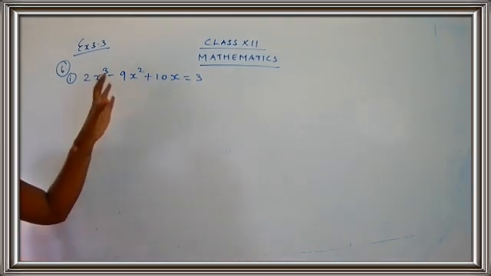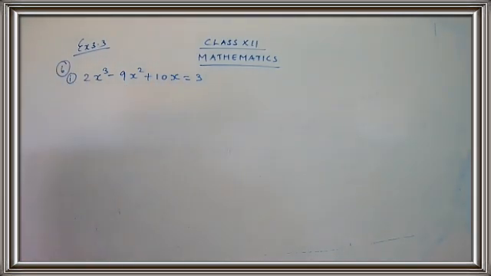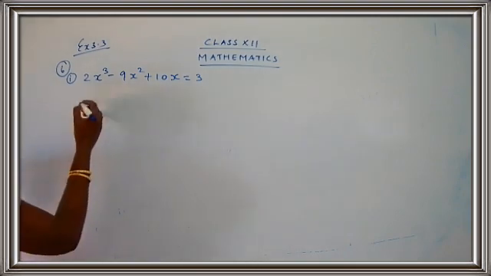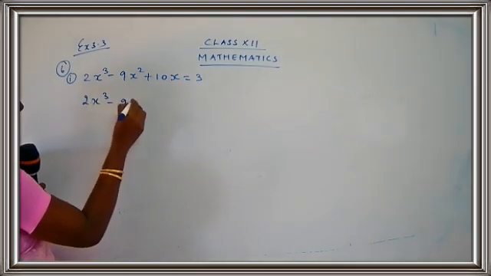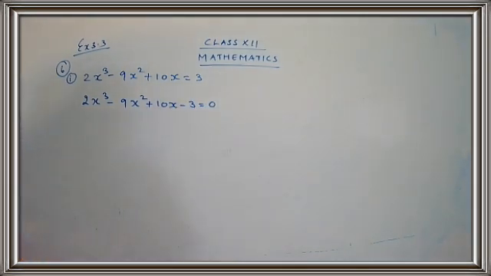Now we don't want 3 on the RHS part. We are going to take everything on one side and keep the RHS part as 0. So write down 2x cube minus 9x square plus 10x is equal to 3. This is what is given to us. And we are going to take everything on one side. So what do you get here? You get 2x cube minus 9x square plus 10x minus 3 is equal to 0.